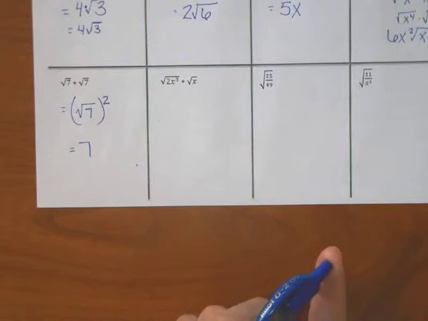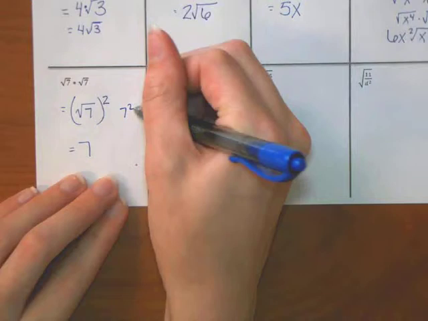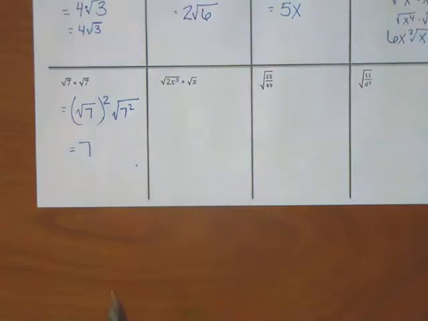Similarly, if I had 7 squared, and I took the square root of 7 squared, we'd also get 7 back out. It doesn't matter which one comes first. Alright, this is something we absolutely want to know.